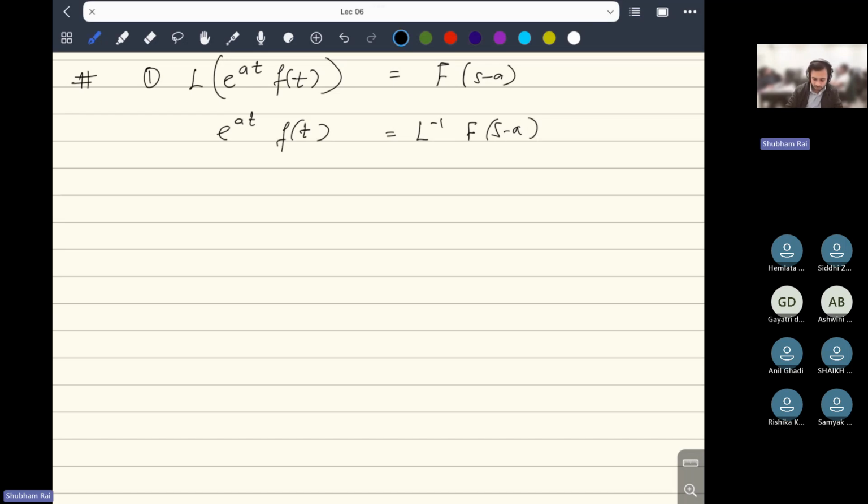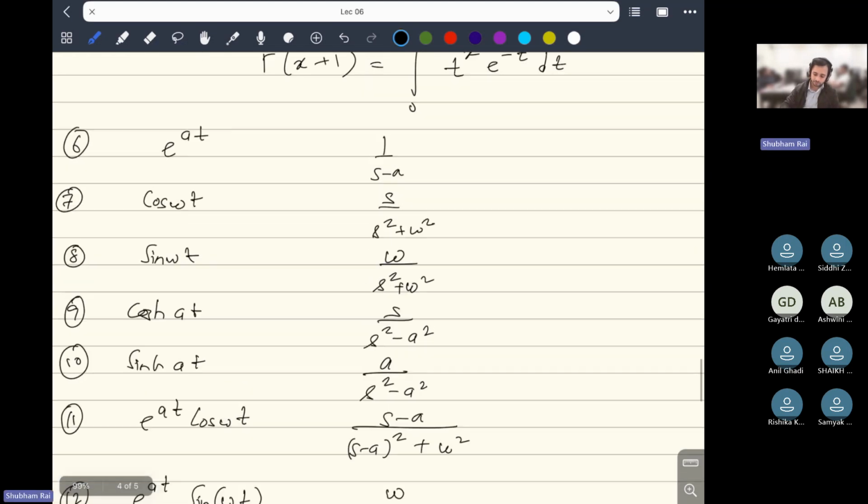Also, one more thing I would like to tell you here. This is known as the shifting property. Then we have something known as the existence of Laplace transforms, or what kind of functions have Laplace transforms. The function need not be continuous, but it should not be abrupt.